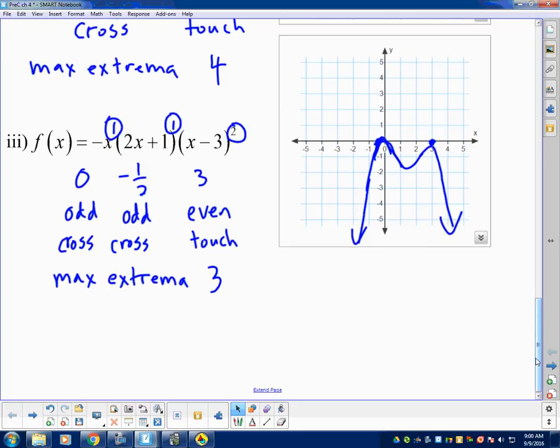The reality is we have technology. We can graph it. It's not hard. Okay.